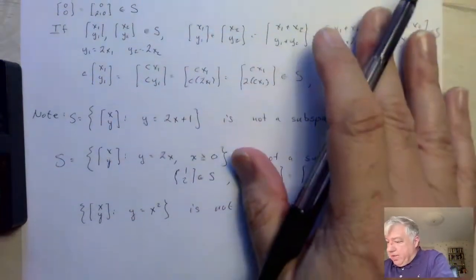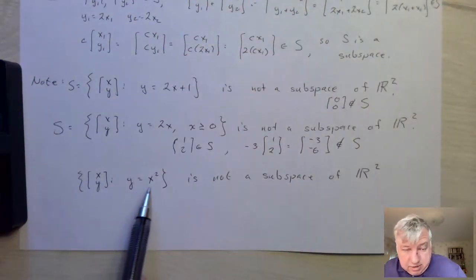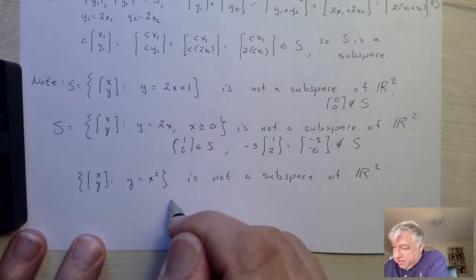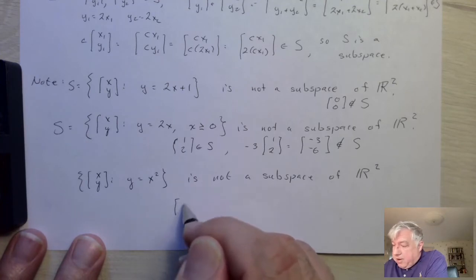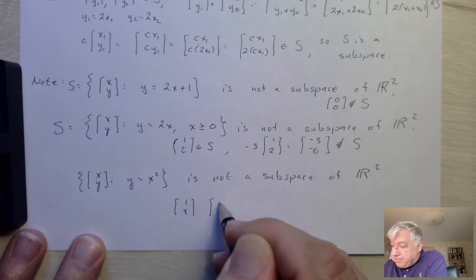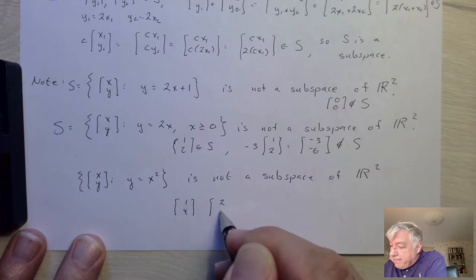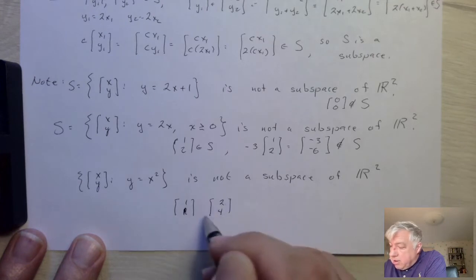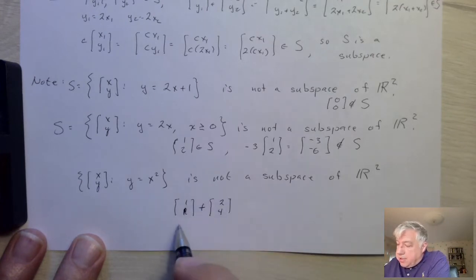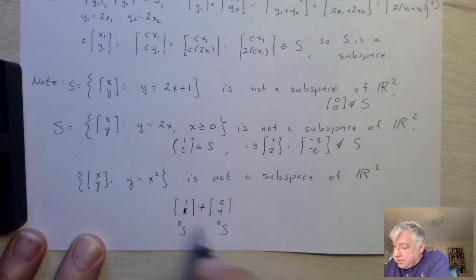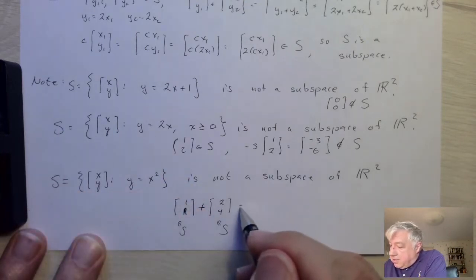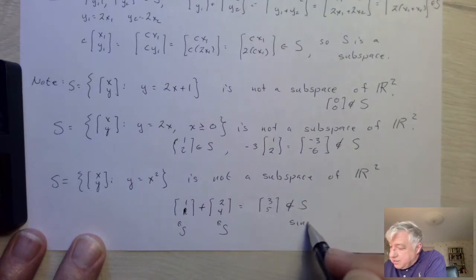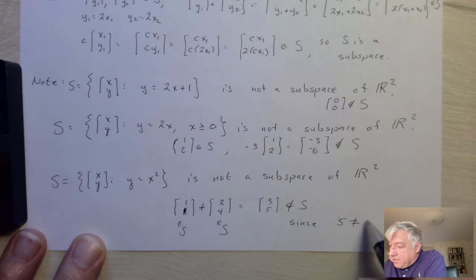And if we replace a linear equation with a nonlinear equation like y equals x squared, this is certainly not a subspace. I think you can come up with an example easily. Let's say (1, 1) and (2, 4). This is in S. This is in S. But (3, 5) is not in S, since 5 is not equal to 3 squared.